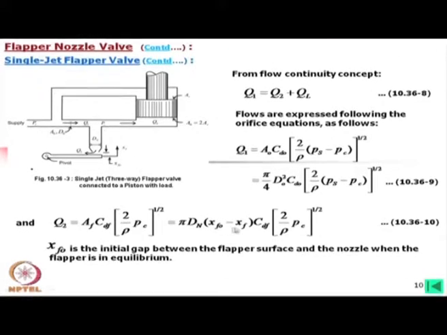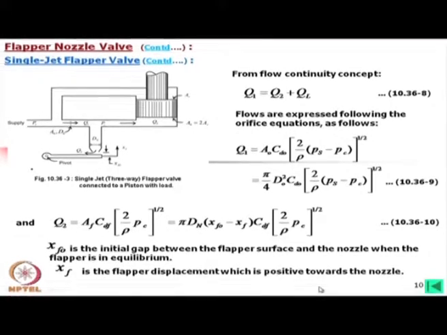So, this means when it is moving in the upward direction, this curtain height is being reduced, because this is positive and here we have a minus sign. But suppose it is moving in the opposite direction, do not forget that x_f itself is a minus. So, total curtain height will increase and total area will also increase. x_f is the flapper displacement which is positive towards the nozzle.